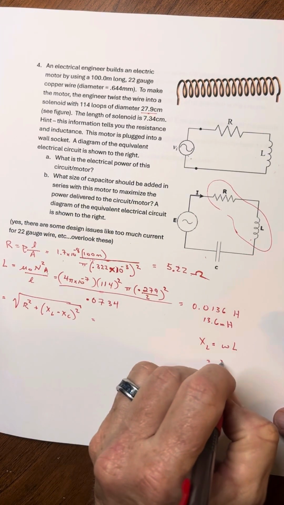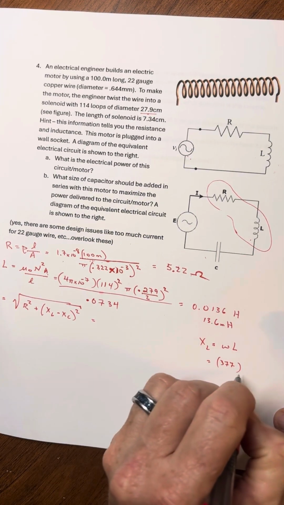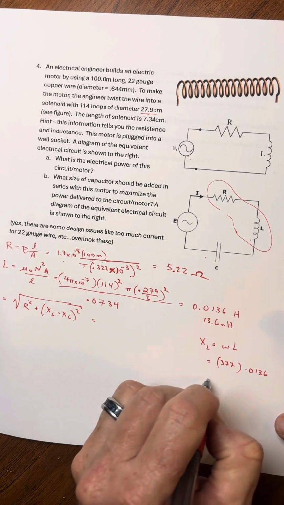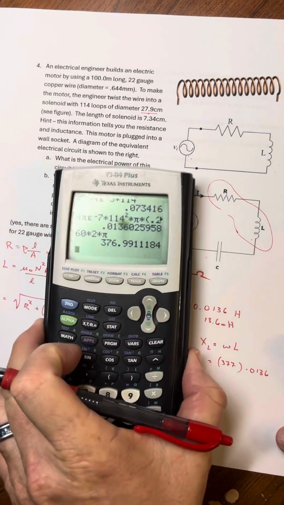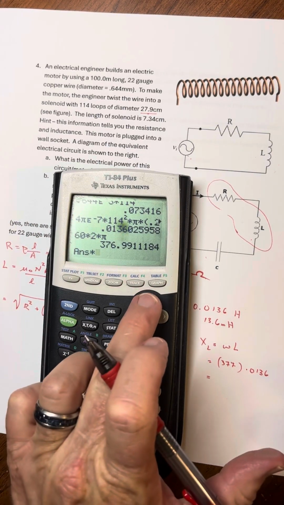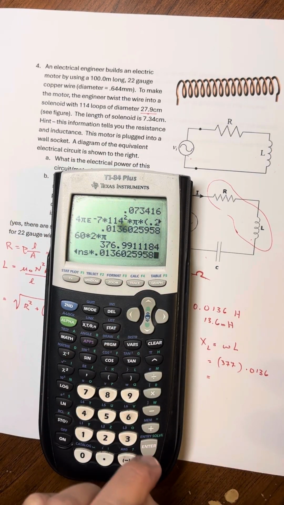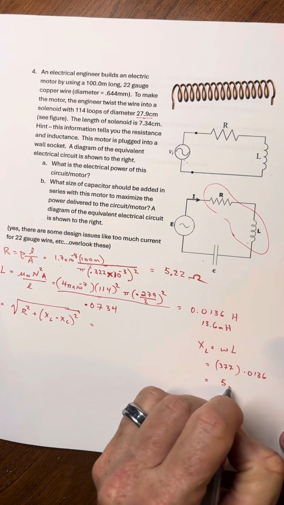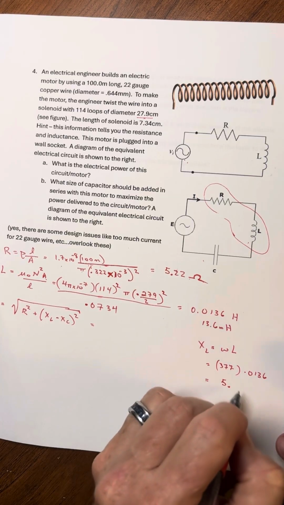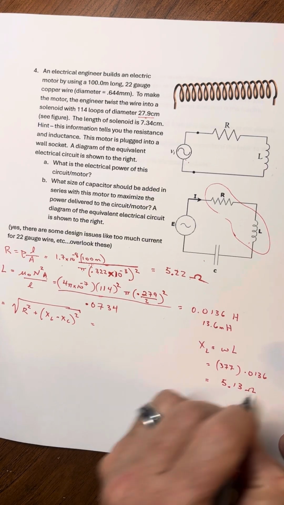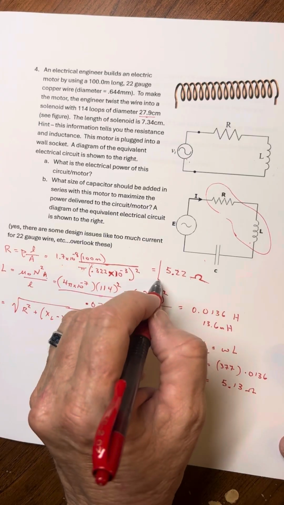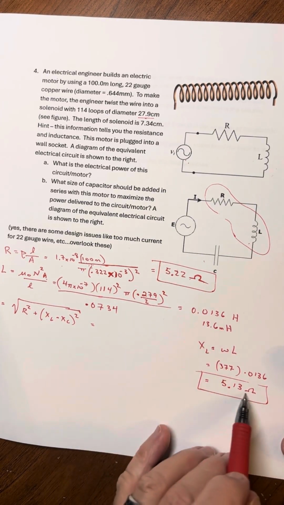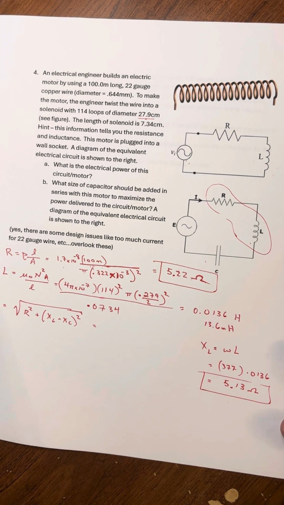So this is 377 times the 0.0136 to figure out what the reactance is. If I multiply those two together, I get a reactance that's in the same ballpark as the resistance. So the resistance was 5 and change. The reactance is 5 and change.